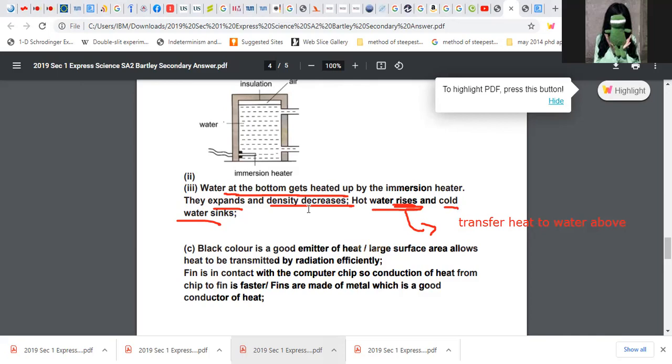So that's how you read the answer. Okay. What's the answer for you to underline? Please underline properly, underline all the keywords, then you can learn. If you don't underline the keywords, then you never learn. So the answer, you see, underline the important keywords.